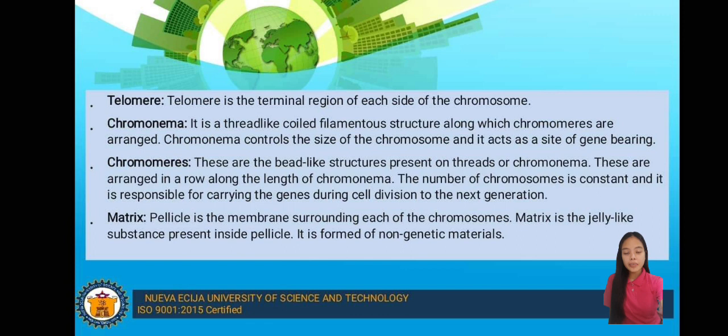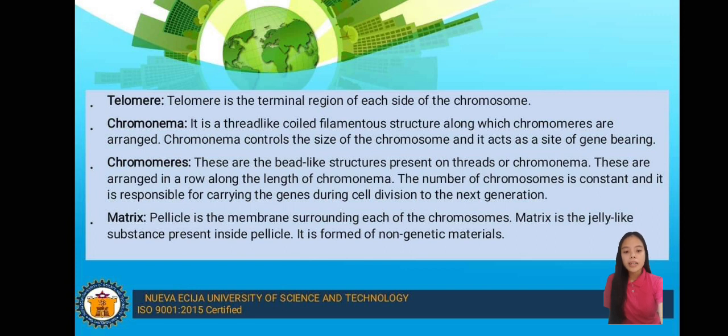Telomere is the terminal region of each side of the chromosome. Next, chromonema. It is a thread-like filamentous structure along which chromosomes are arranged. Chromonema controls the size of the chromosome and acts as a site of gene bearing.